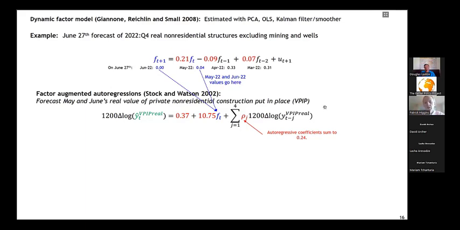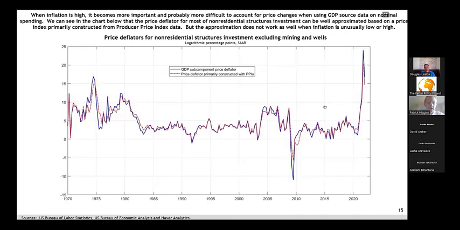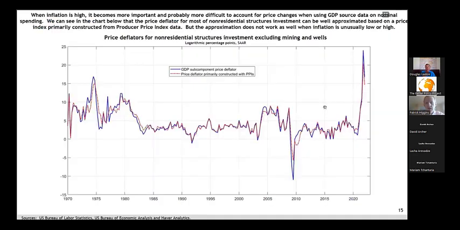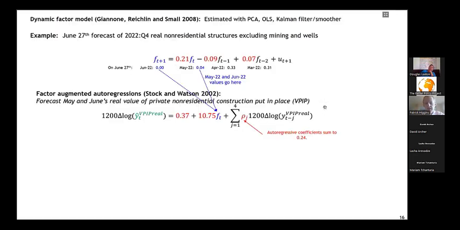And then in the previous slide where I showed this red line, the construction put in place, the data it doesn't actually have, it's going to use this forecasting equation.